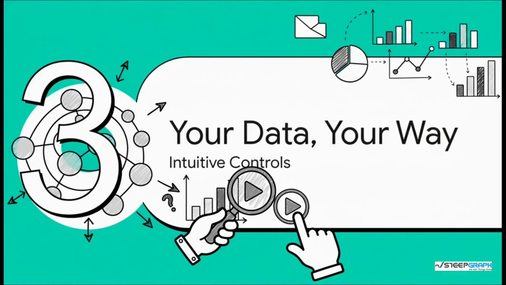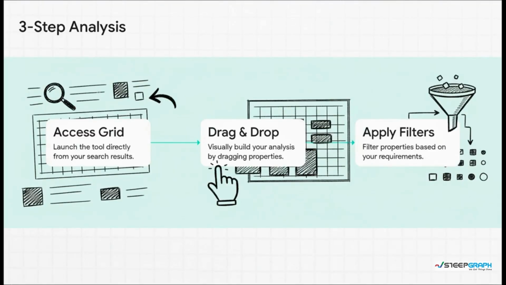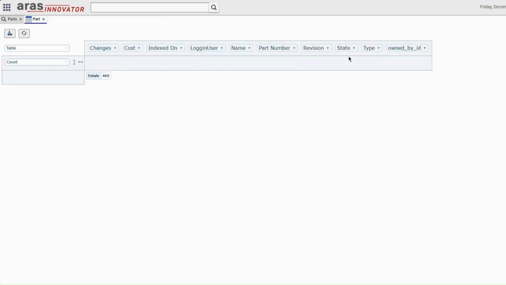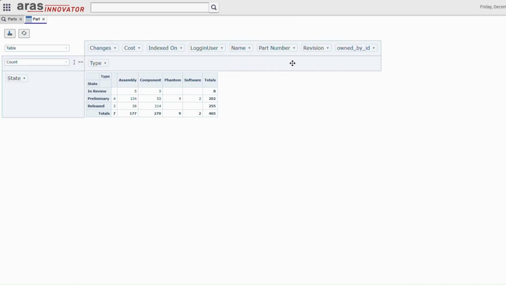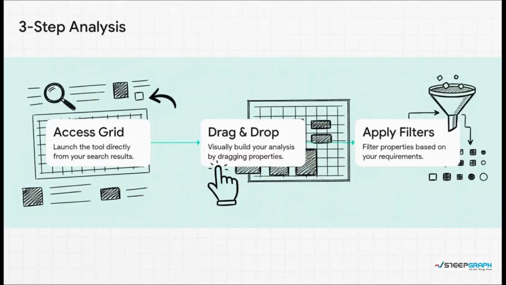Okay, so how does it actually work? Well, this tool isn't just about raw power, it's designed to be easy to use. The best tools shouldn't need a giant instruction manual, right? This is all about giving you intuitive controls that just make sense. And honestly, it really is this simple. Step 1, launch it from your search results. Step 2, just drag and drop the properties you care about. And Step 3, apply any custom filters you need to really focus on what's important. It's a super simple 3-step flow from a sea of data to a clear insight.